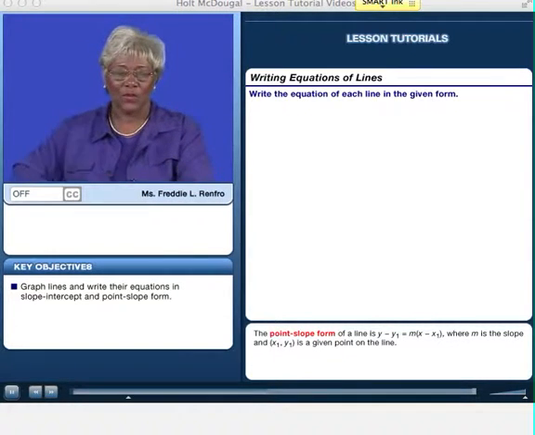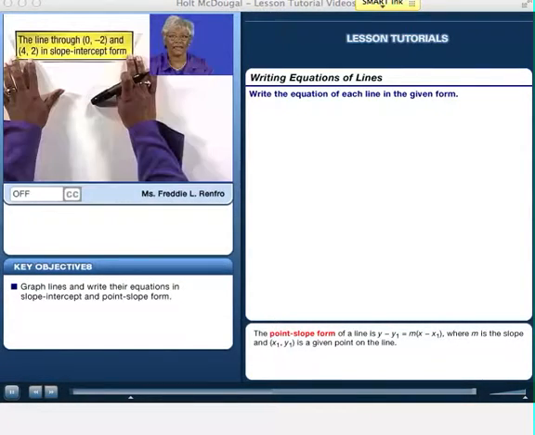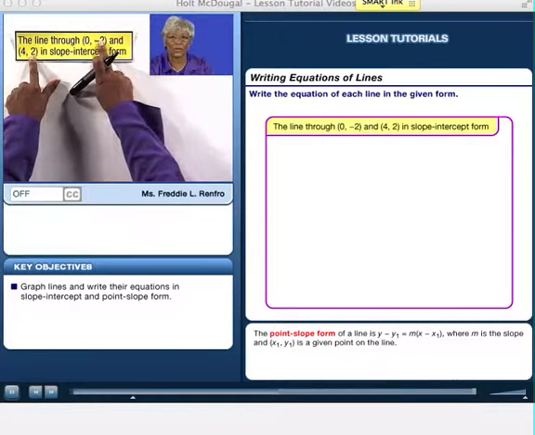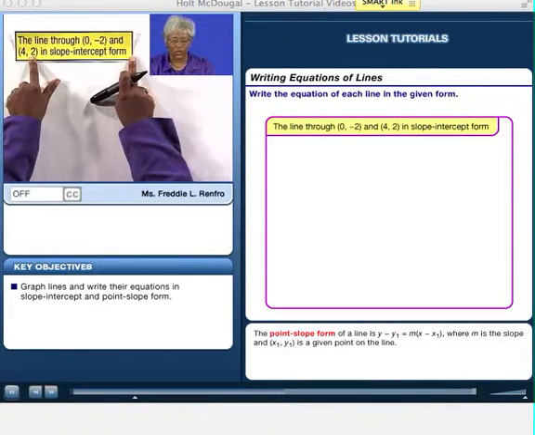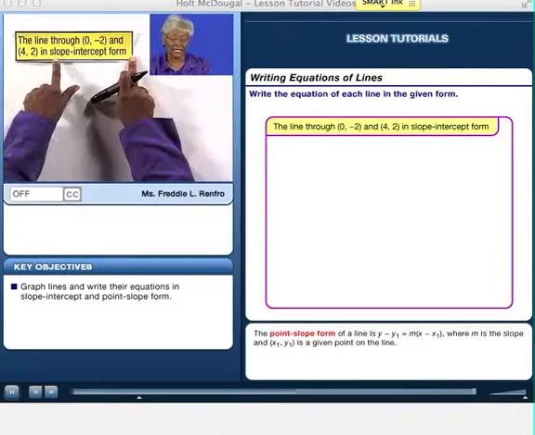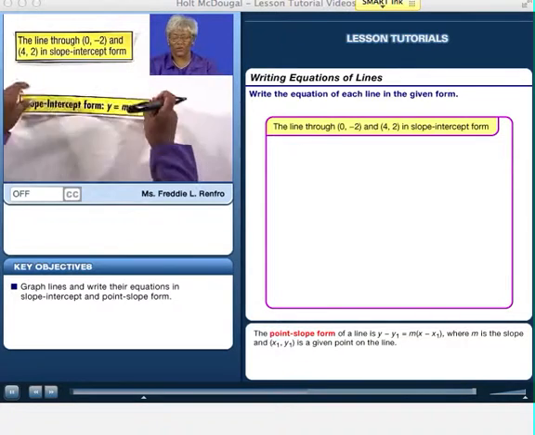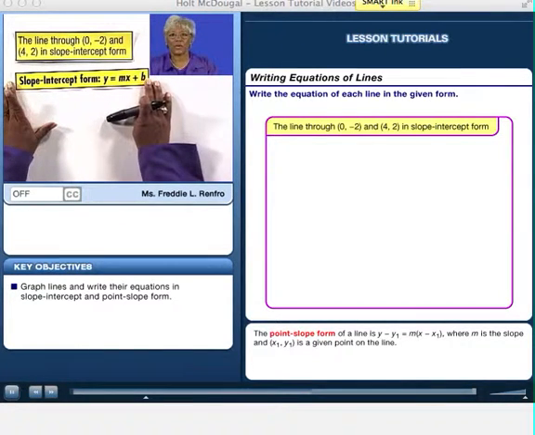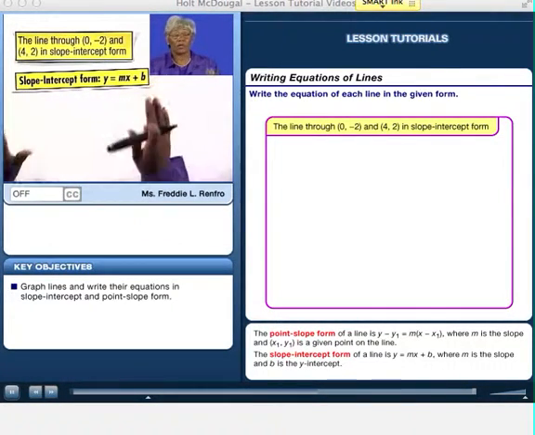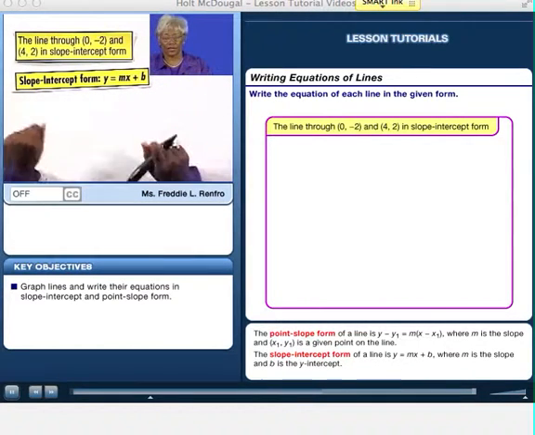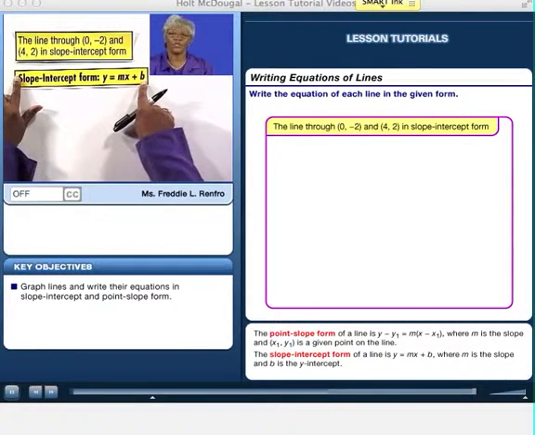Okay. We want to write the equation of a line. This time we're being given 2 points. One is (0, -2), and the other one is (4, 2). And we're being asked to write it in the slope-intercept form. The slope-intercept form, you're familiar with that. That's y equals mx plus b. Well, if we want to write it in this form, we need 2 things. We need to know the slope, and we need to know b, which is the y-intercept.